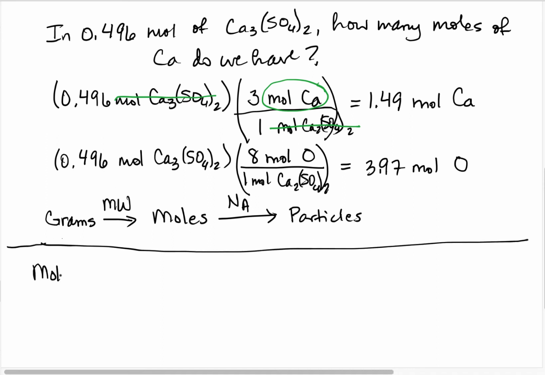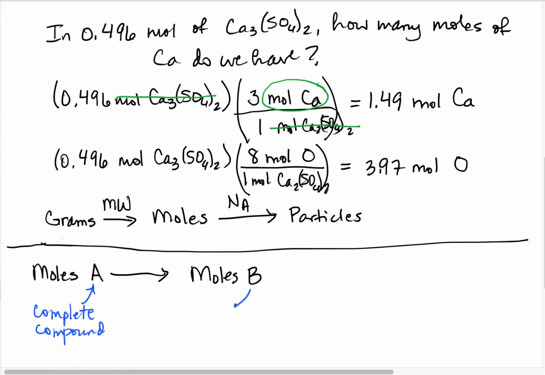We went from moles of one thing, I'm just going to call that A, where A is the complete compound in this case. And we went from that to moles of B, this other thing, and in our example, it was one of the elements in the compound. And the number that we used to get between those was just the formula unit, the chemical formula.